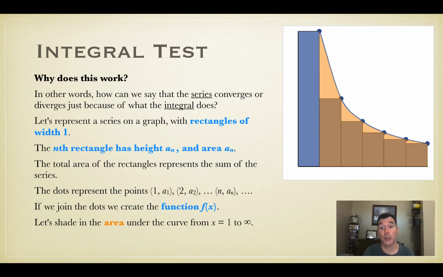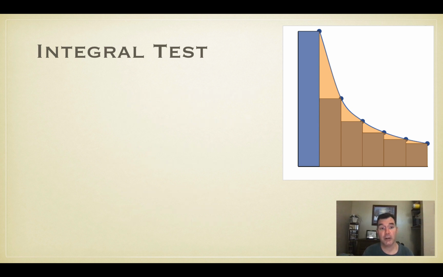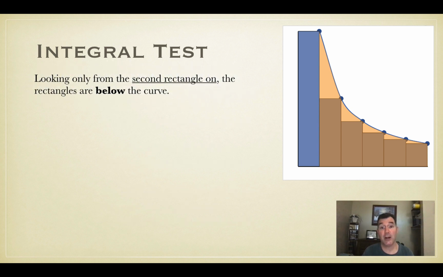And what I'm going to do, since this is the integral test, is show you what the integral would look like. The area under that curve from 1 to infinity. That's part of what the integral test requires. So that orange area is going to be the area under the curve. So let's talk about how the area under the curve compares to the area of the rectangles.